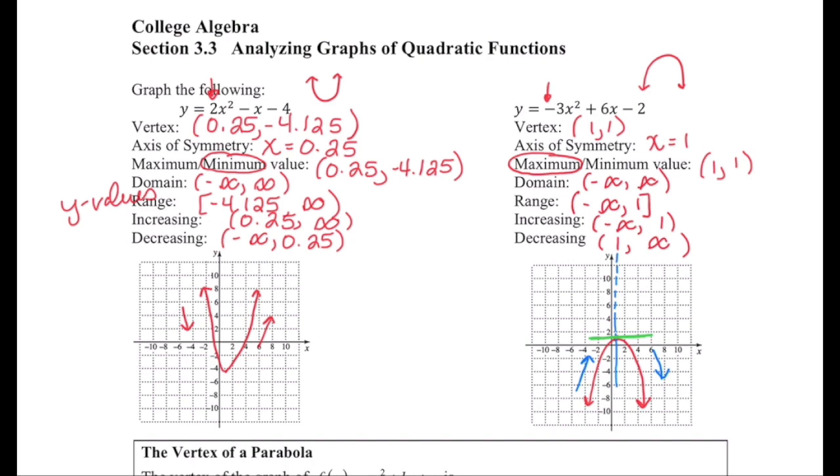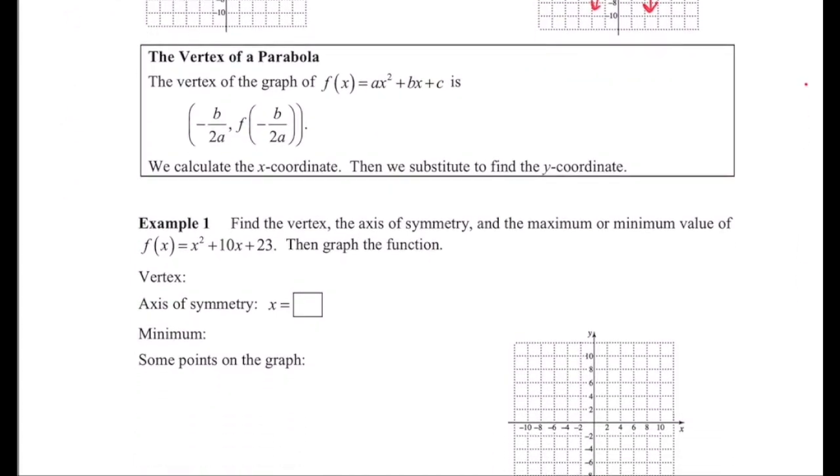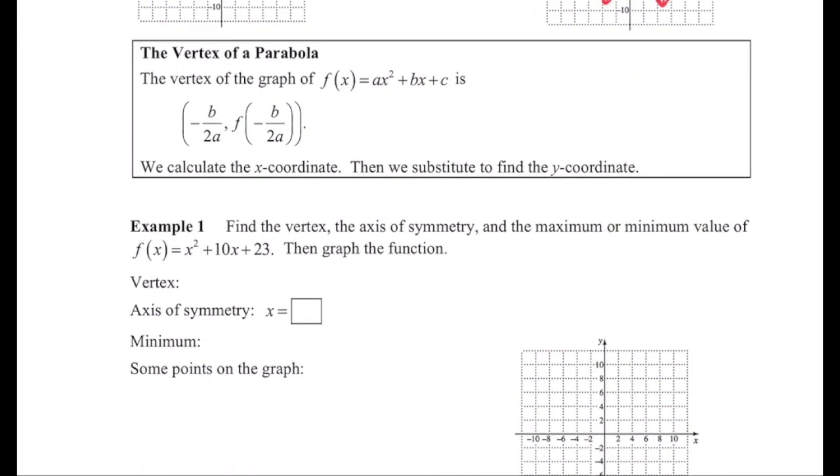So a lot of things are playing on this vertex. A lot of the descriptive things are playing on the vertex. So let's talk about the vertex itself. We can find the vertex when our equation is written as ax squared plus bx plus c. When we take the opposite of b over 2a, we can find our x value, then plug that x value into the function to identify what the y value of the vertex is. Here we have the equation x squared plus 10x plus 23. Let's find the vertex, the axis of symmetry, and the maximum or minimum value.